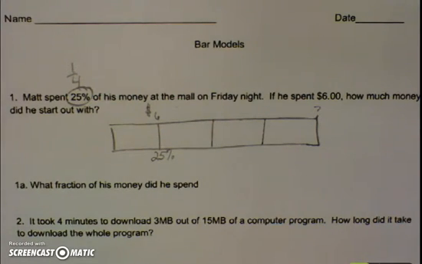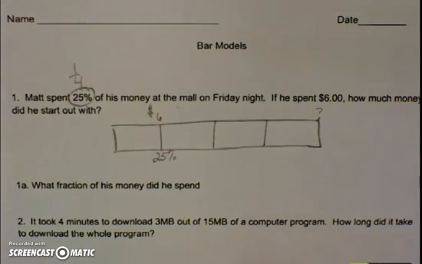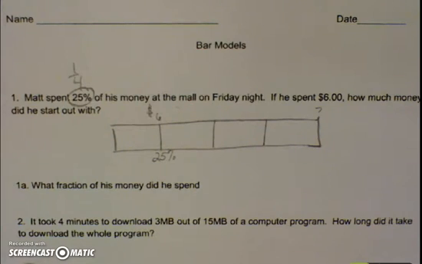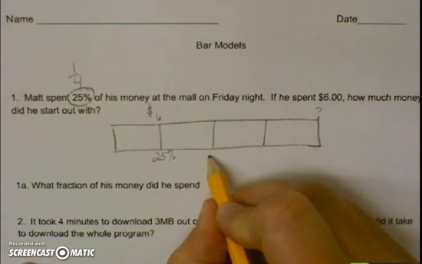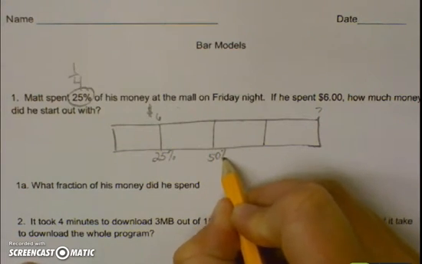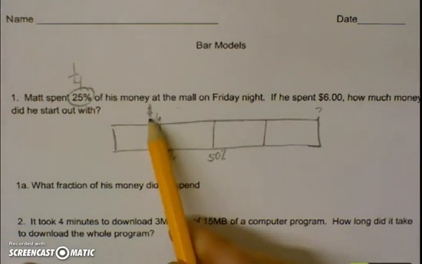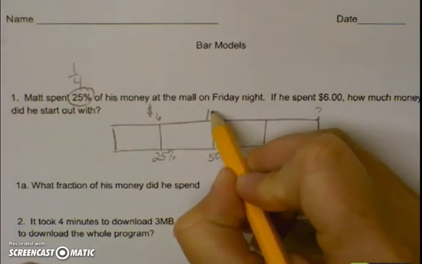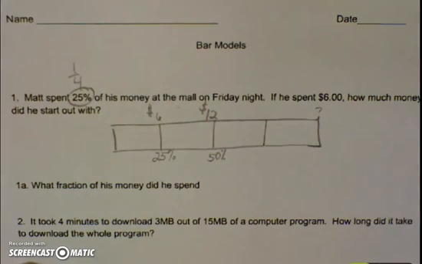So we know we have equal size parts. We know that $6 is 25% of his overall money. And if we know this, what else do we know? Well, I know that if I double 25%, I can find out 50%. If I double 6, I can get $12.